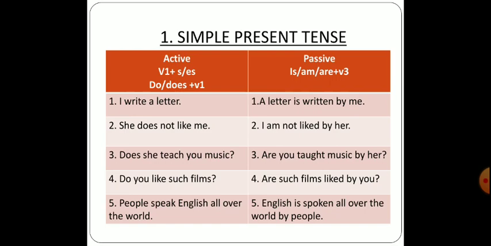The fifth one is people speak English all over the world. So over here, English is spoken all over the world by people. So you can see over here how the sentences are constructed. Now let us move to the second one.